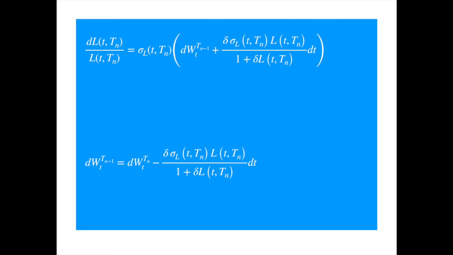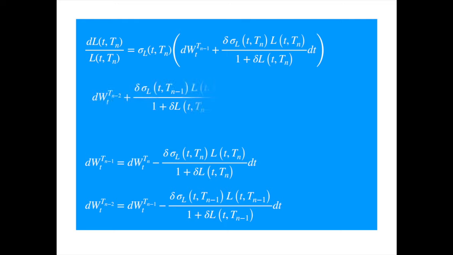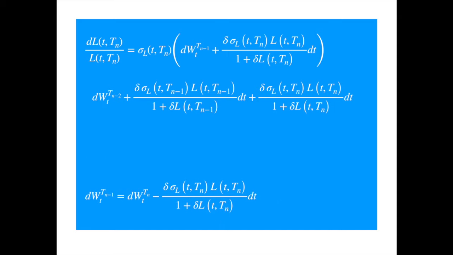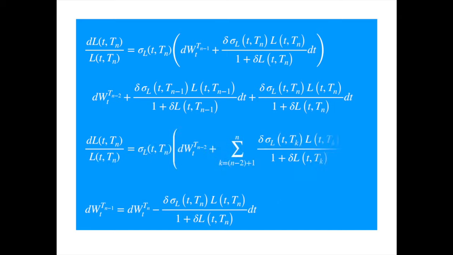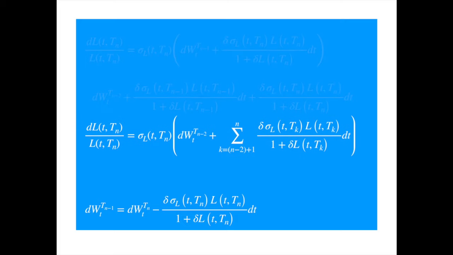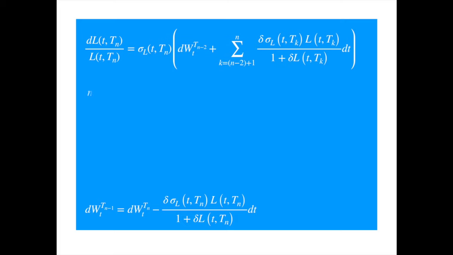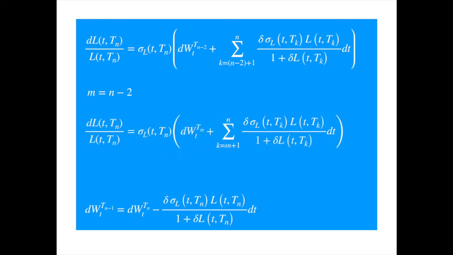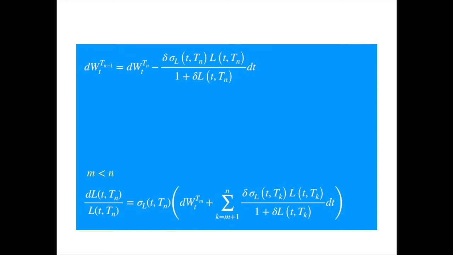Now we can easily deduce the relationship between the Brownians under the Tn minus 1 and the Brownian under the Tn minus 2 measure. And if we substitute for the Tn minus 1, then the terms inside the brackets become, which we can write using summation notation as follows. Now to generalize, let's represent the n minus 2 by m. So this becomes. So in summary, if we use a shorter maturity bond as the numeraire, then the dynamics of the LIBOR are as follows. So the drift is positive.